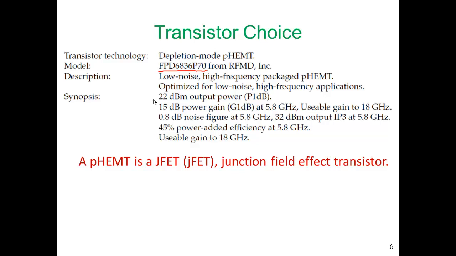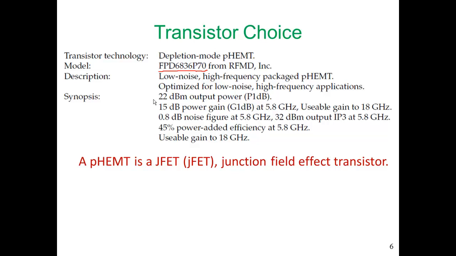So the power gain of this transistor is 15 dB at 5.8 gigahertz, but the transistor is usable to 18 gigahertz, and we want to use it at 8 gigahertz. The transistor has 0.8 dB noise figure at 5.8 gigahertz and a 32 dBm output IP3 level at 5.8 gigahertz. And IP3 is a measure of distortion, but we're not designing a high power amplifier here, so we will talk about IP3 in another case study. The transistor can achieve a 45% power added efficiency at 5.8 gigahertz.